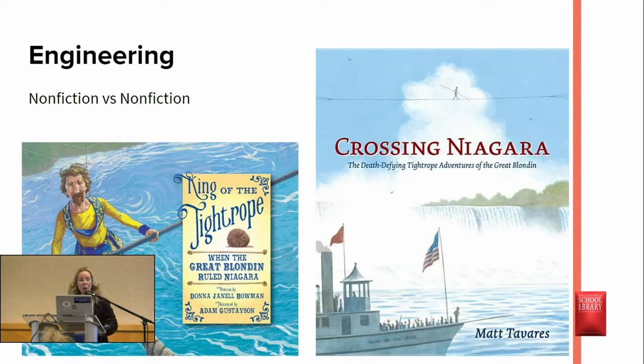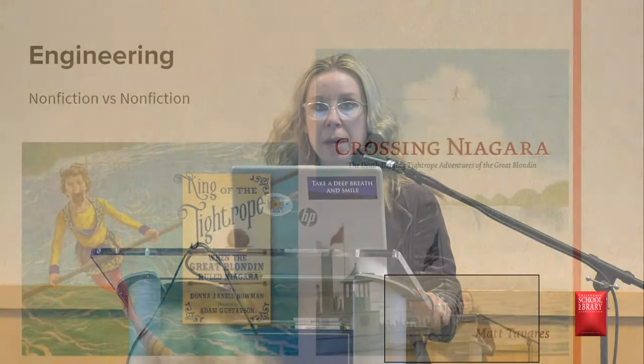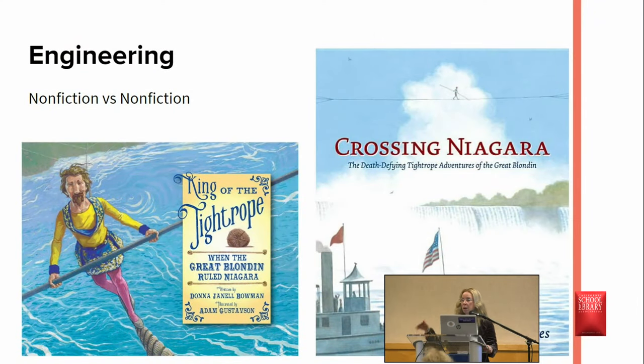So, let's jump right in there. STEAM is, of course, science, technology, engineering, art, and math, and we can connect all those dots in the library. The first dot I want to get to is engineering. One of my favorite new books from 2019 is called King of the Tightrope, the story of when the great Blondin threw a rope across Niagara Falls and walked on it. Donna Janelle Bowman, who wrote this picture book for older readers, thought to herself, why would he do that? And so this is the story of how he grew up as a young boy. His family was a part of a circus and they walked the high ropes.